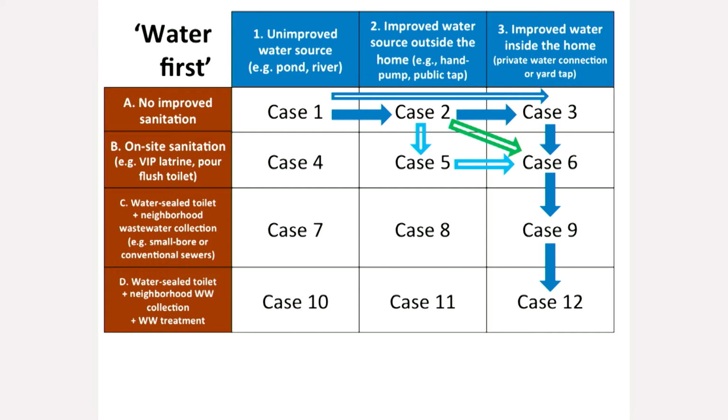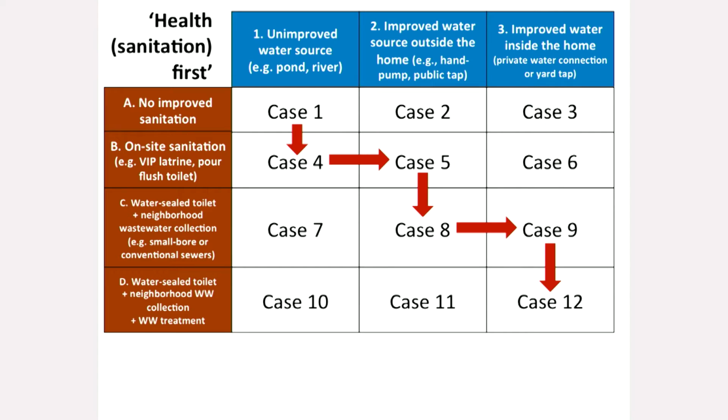Slightly less extreme water first paths would be to pick up the intermediate sanitation service level after getting intermediate water service. This would mean going from case 1 to 2, then to case 5, then to case 6, case 9, then case 12. Or the path could be from case 1 to 2 to case 6, then on to case 9 and 12. Public health professionals often choose to address the problem of open defecation first before tackling the water problem. We call these pathways health or sanitation first.